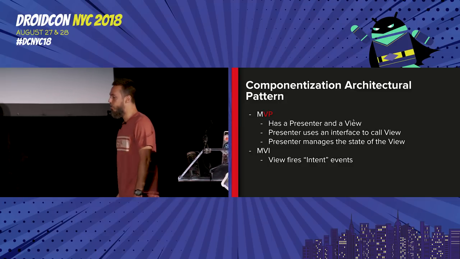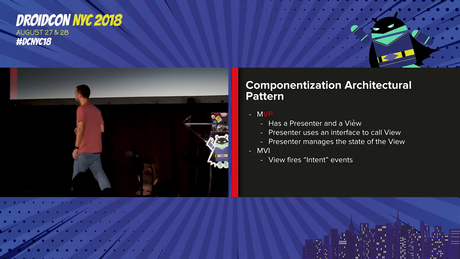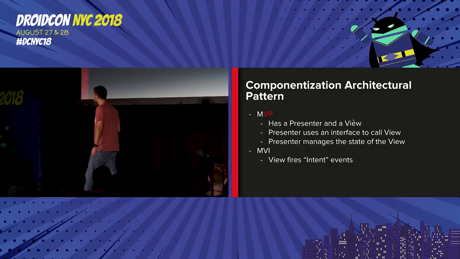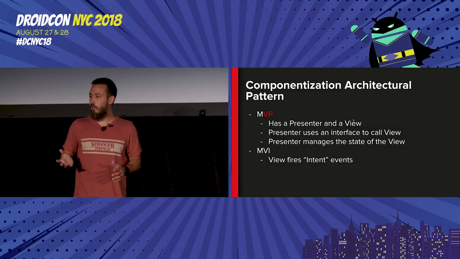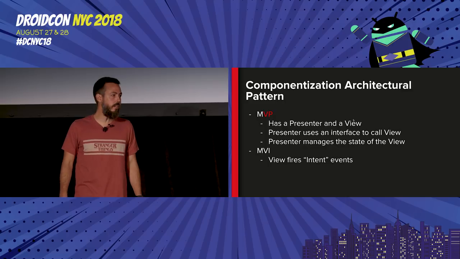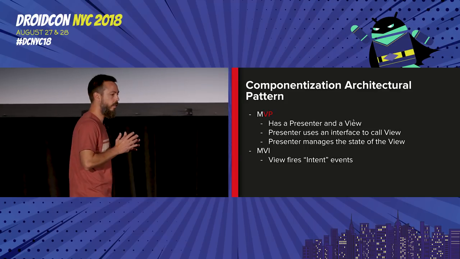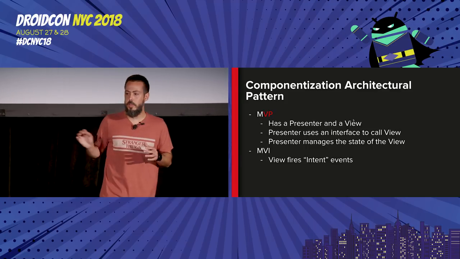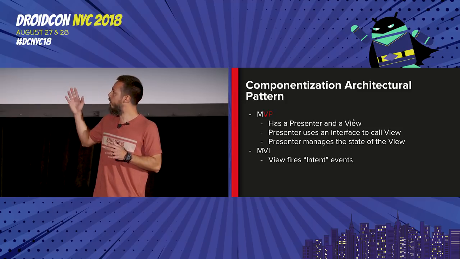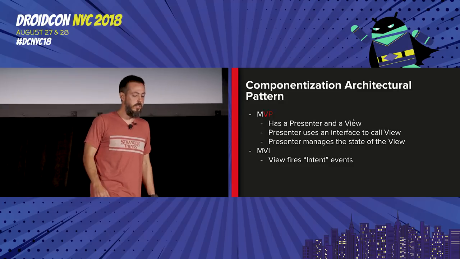So let me stop a little bit and talk about the architectural pattern that we used for this architecture. First, I'm going to talk about the model portion. Most of the talks that I watched about architecture focus a lot on the model, and the model is the core of the architecture pattern. In this presentation, I'm not focusing on that. I'm going to the view and the presenter. And we used a mix between MVP and MVI for this architecture.